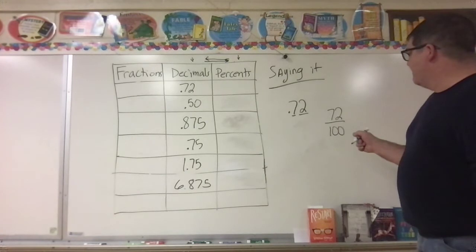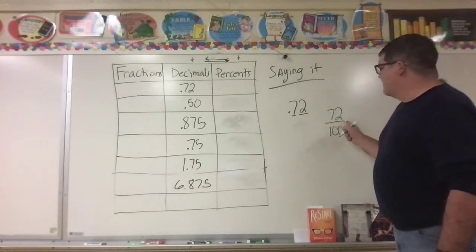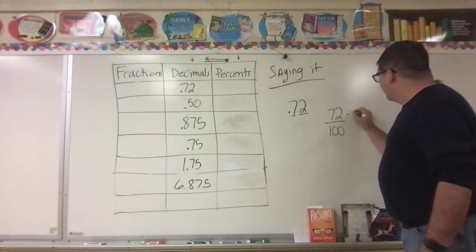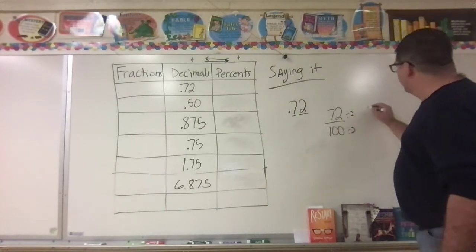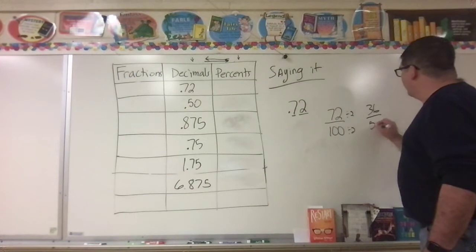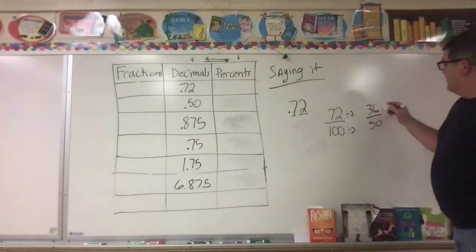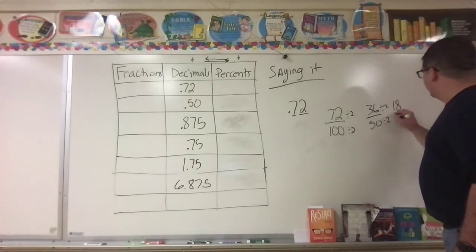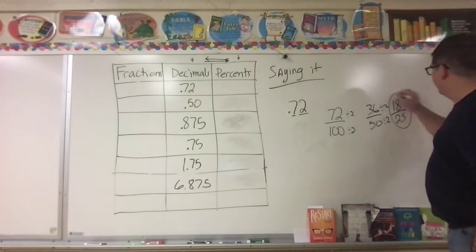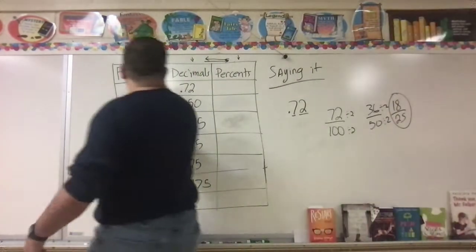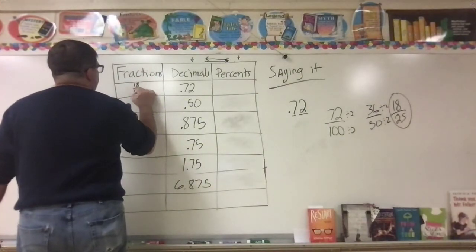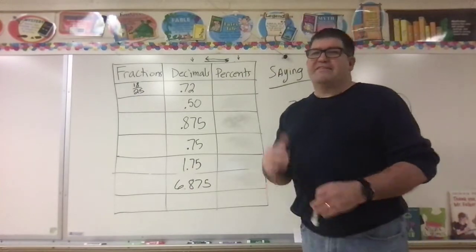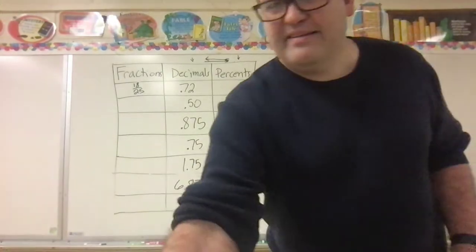Now, if I need to get this to the simplest form, of course, I'm going to divide this by 2, divide this by 2. That's 36 over 50. I can divide these by 2 again. That gets me 18 over 25. You just say it and write it.